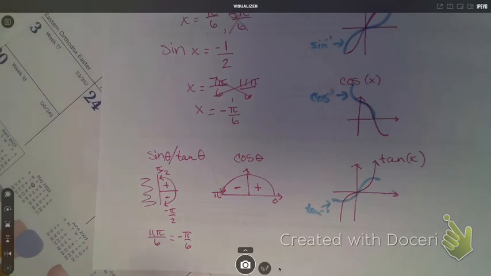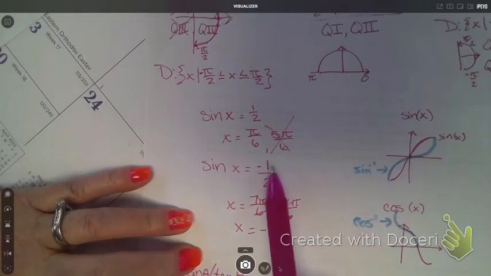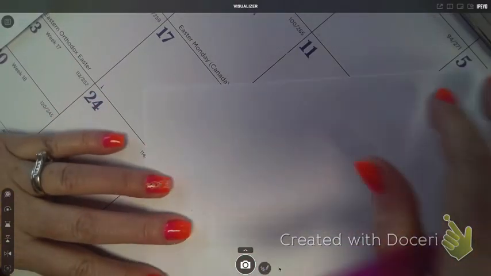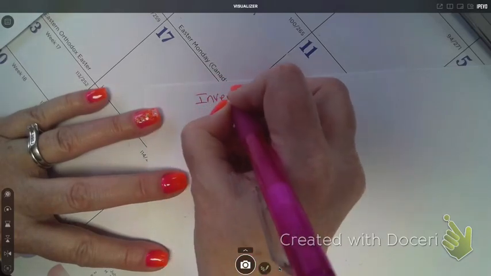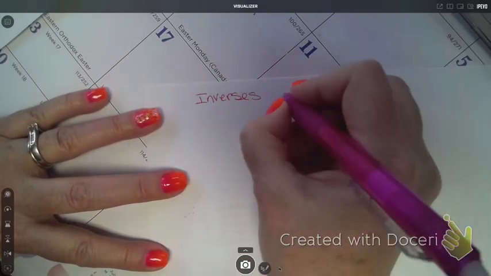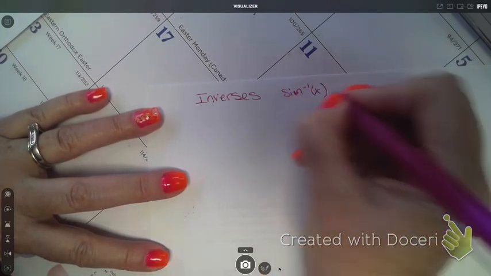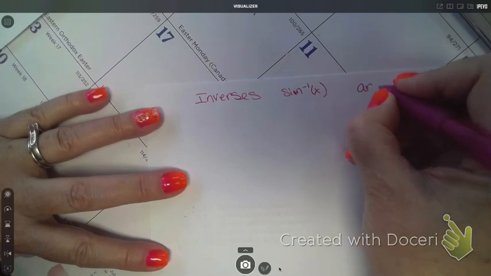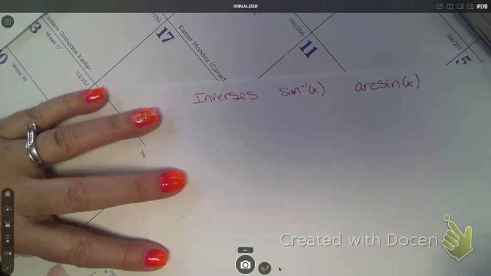So what that means for us is we're going to do the same with this example. We'll do more. The two ways to write inverses: we can have the inverse sine with the -1, and you can also have arc sine. They both mean inverses.